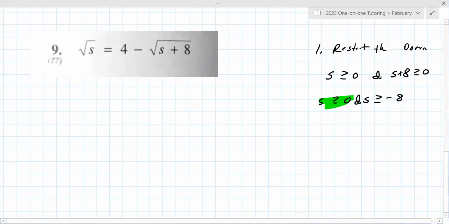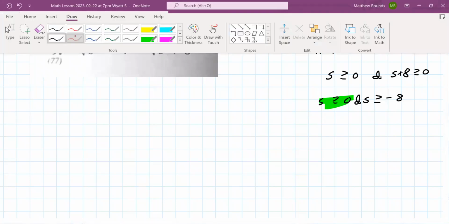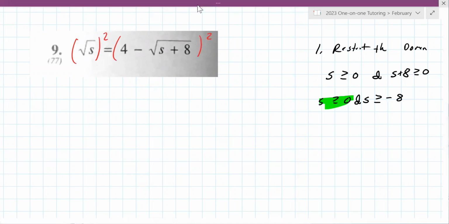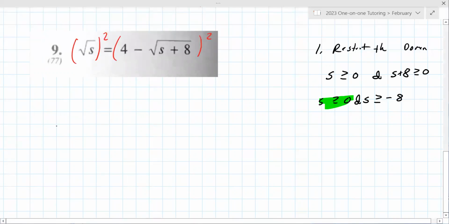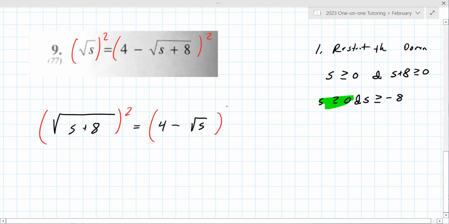So we have some choices here. None of them are good. We can either square it as is, squaring both sides as is, or we can move it around so that it looks like this: square root of s plus 8 equals 4 minus the square root of s, and we can square this one. I kind of like the second one, but I don't know if that's going to be uncomfortable. Just moving the square root of s plus 8 over to the left and square root of s to the right. Gotcha.